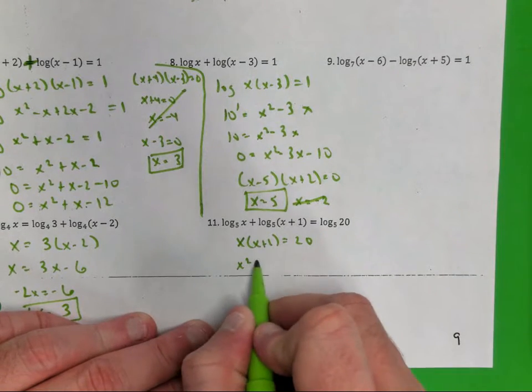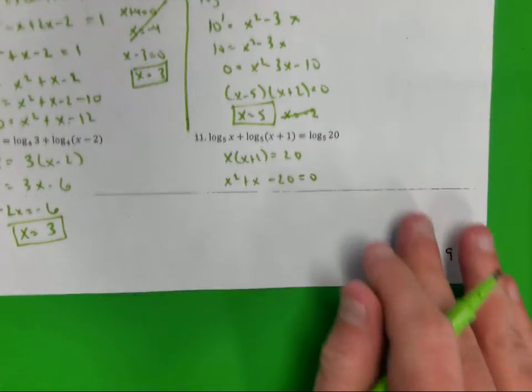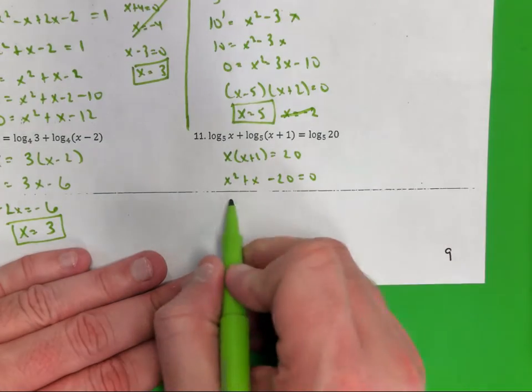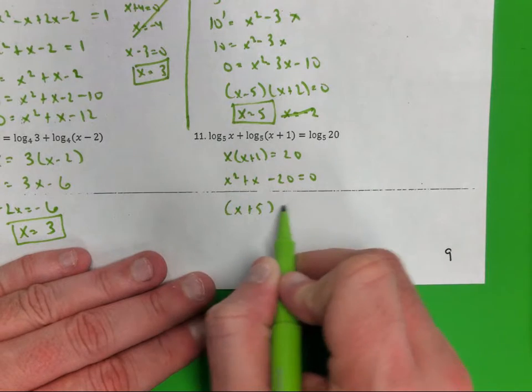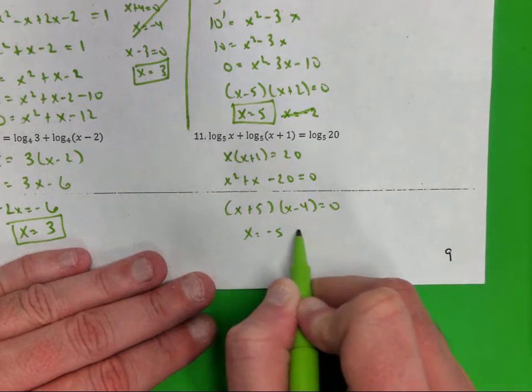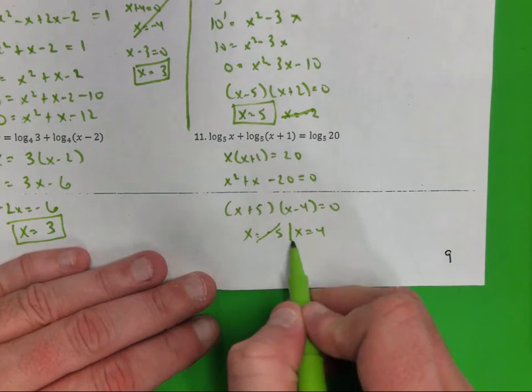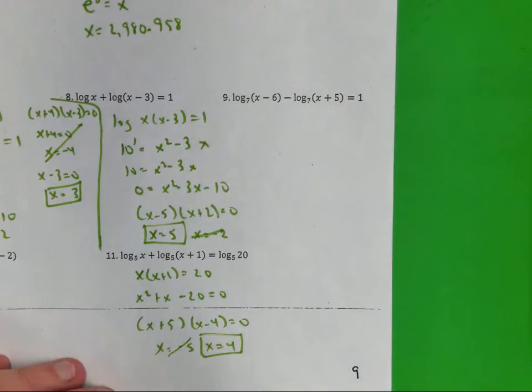Now that's going to give me x squared plus x minus 20 equals 0. I got to factor. That's going to be x plus 5, x minus 4 equals 0. So I get x equals negative 5, x equals 4. Which one can I not plug in there? So what's your answer? 4.